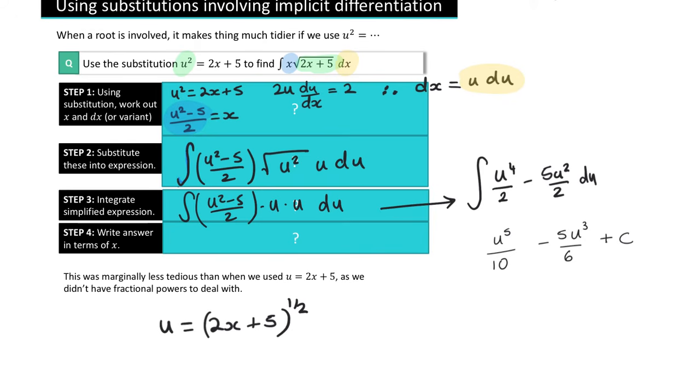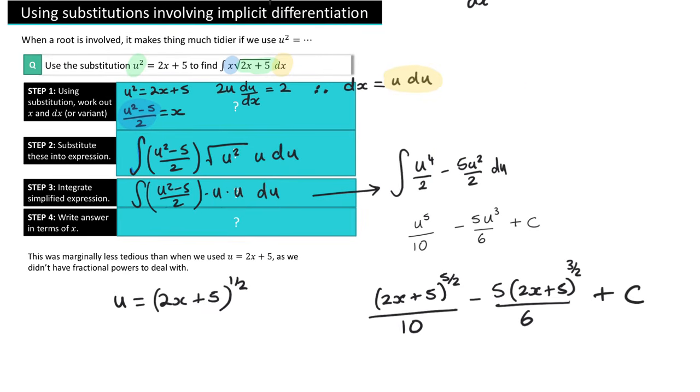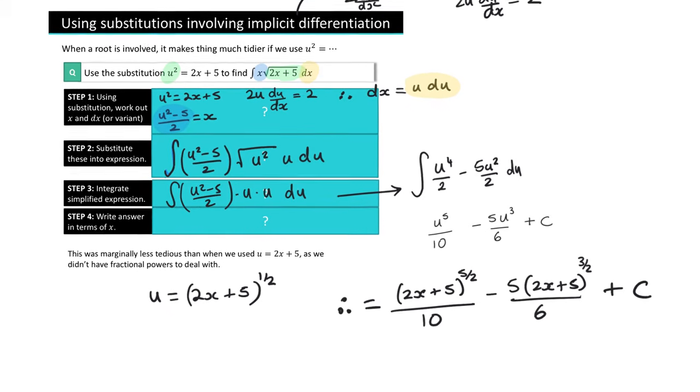Yes? When we substitute this in now, u to the power of 5 is actually (2x plus 5) to the power of 5 over 2, minus 5 lots of (2x plus 5) to the power of 3 over 2, all over 6, plus c. There we go. Nice and simple.